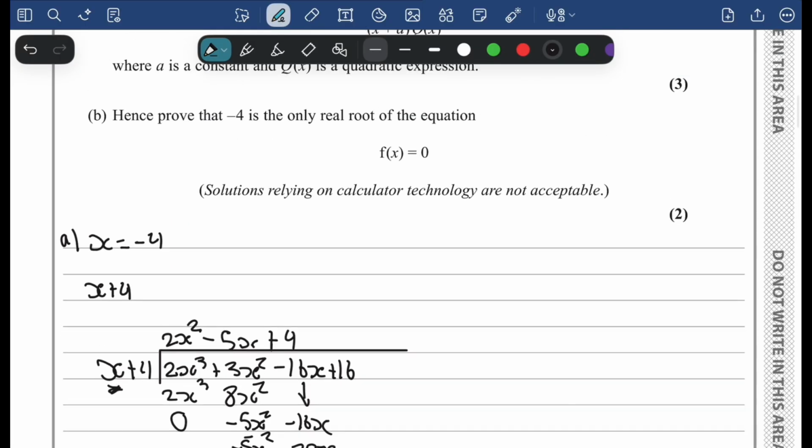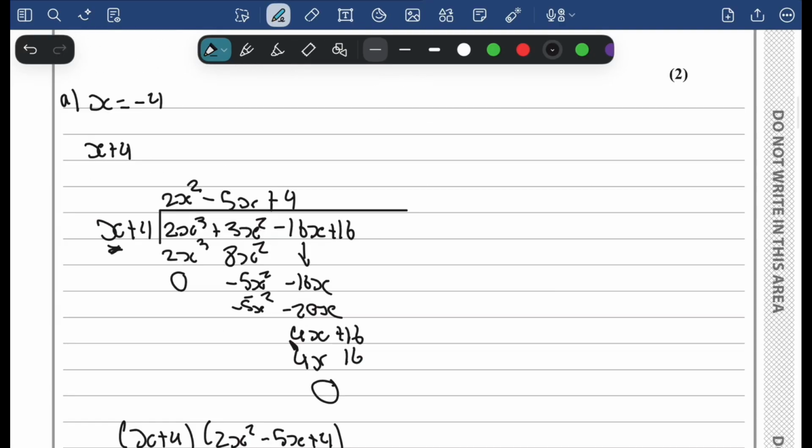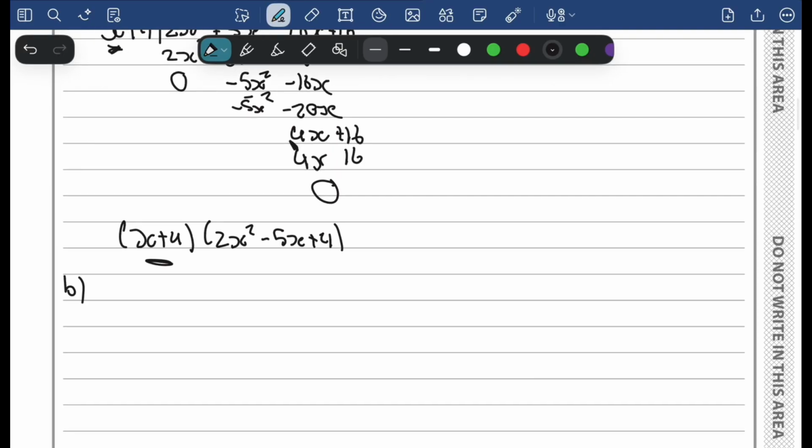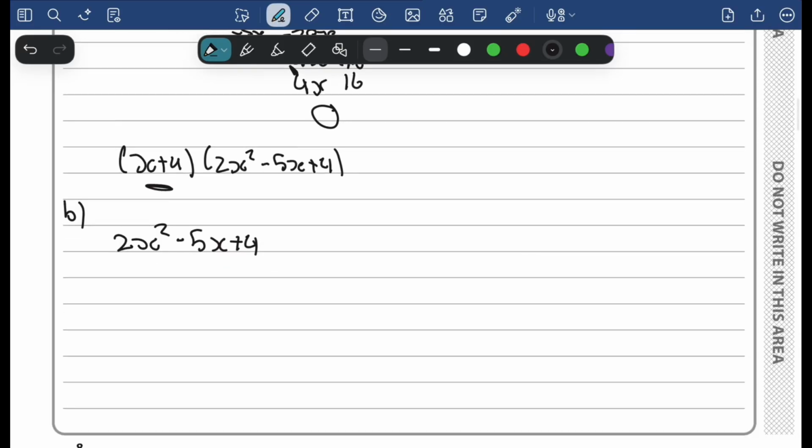Now, part B asks us to prove that there's only one real solution and it's minus 4. So we're just going to ignore this x plus 4 here for now. I'm going to look here at our quadratic. So there's many ways we could look at this, right? We could complete the square, we could do quadratic formula, but a simple way to do this is just use the discriminant, right?